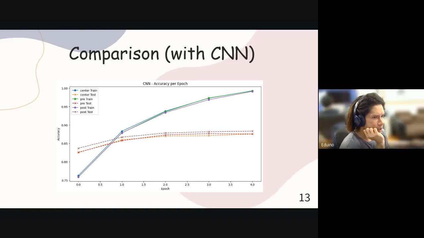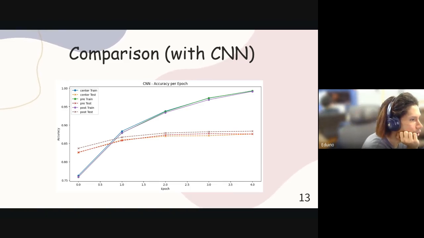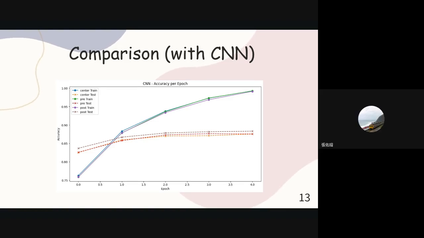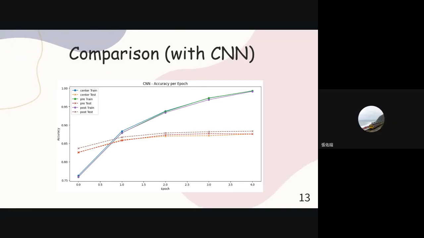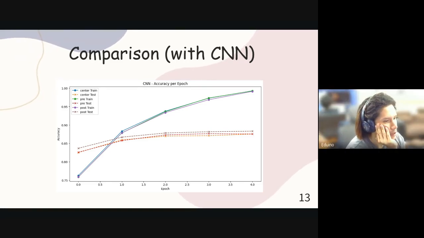But then in the fourth epoch, the purple and the green lines have a very high accuracy and they're very close together. Oh wait, no, never mind. It's post test. The dashed line is for testing. Okay, I see it now. Yes, you're right. BERT has a smaller gap of separation than the CNN.